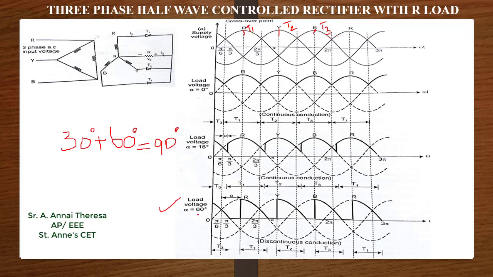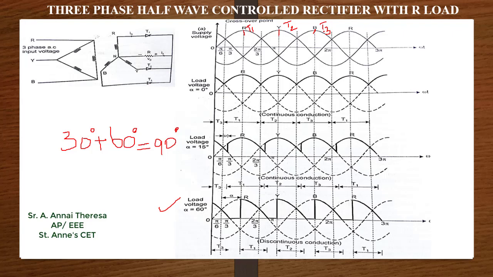Then for alpha equal to 60 degree, the minimum angle is 30 degree, plus 60 degree means 90 degree. So we have to trigger the thyristor at 90 degree. Since phase R is maximum, I am going to trigger thyristor T1 at 90 degree. This is the 90 degree for R phase, this is the 90 degree for Y phase, and for B phase this is the 90 degree. So in R phase T1 will be triggered, in Y phase T2, in B phase T3.